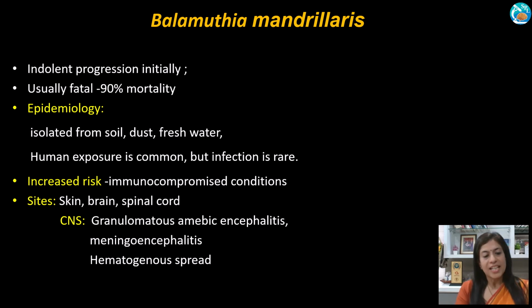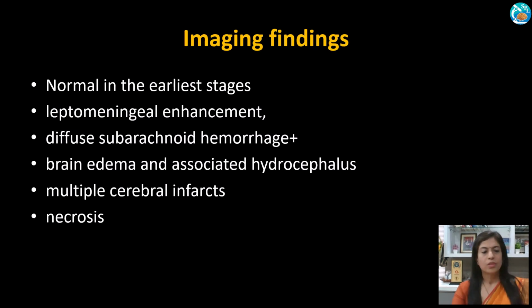So now the sites affected are skin, brain and spinal cord. That means it mainly affects the nervous system. It is a neurotropic organism, and in CNS it presents as granulomatous amoebic encephalitis or meningoencephalitis, and it is caused through the hematogenous spread from the skin or the nasal passages.